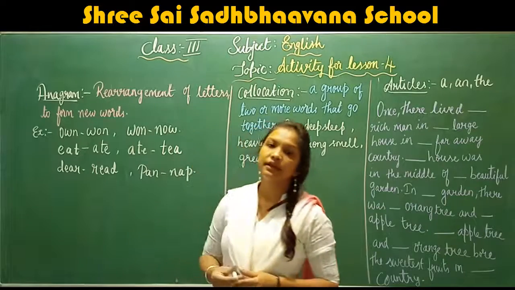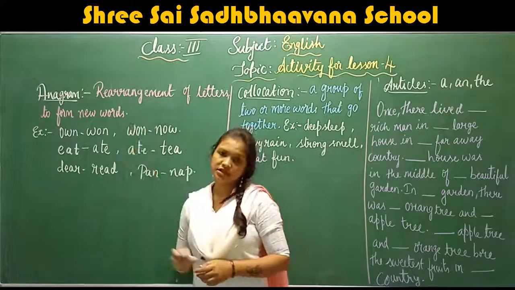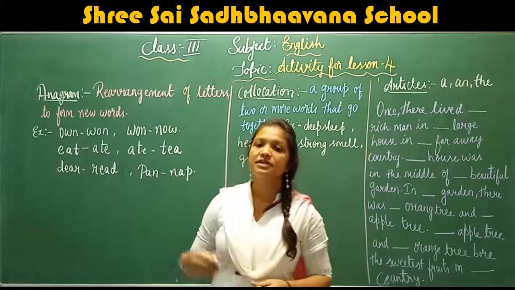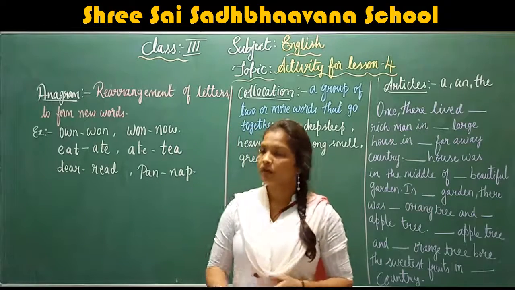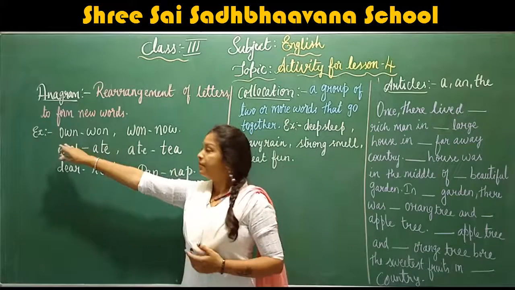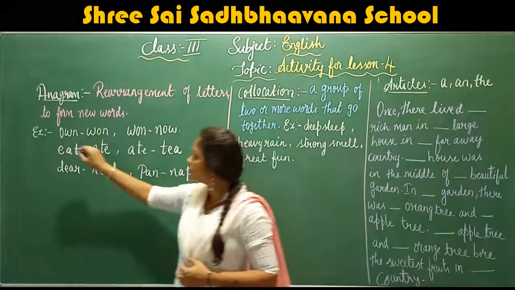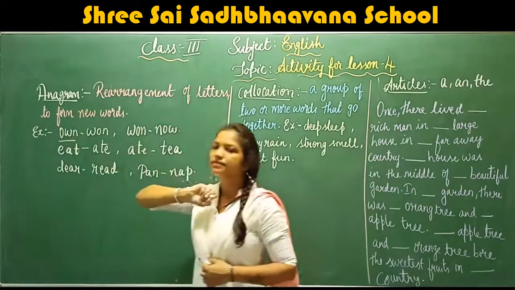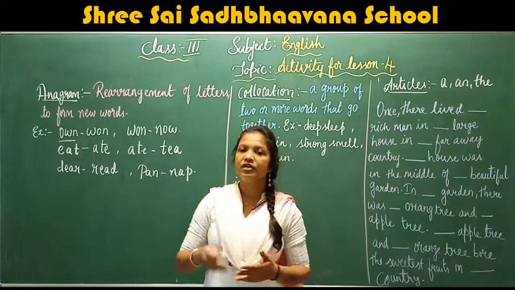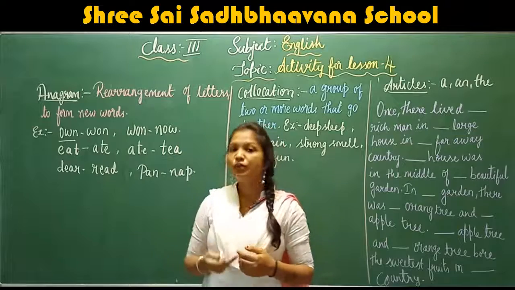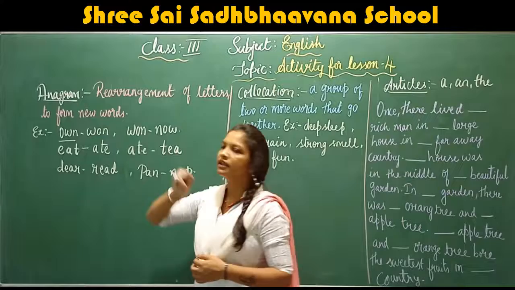Now what do you mean by anagram? Anagrams are the rearrangement of letters to form new words. Here, for example, W-O-N, won, is one word. So, by using these three letters, we can rearrange and make a new word, that is W-O-N, one.